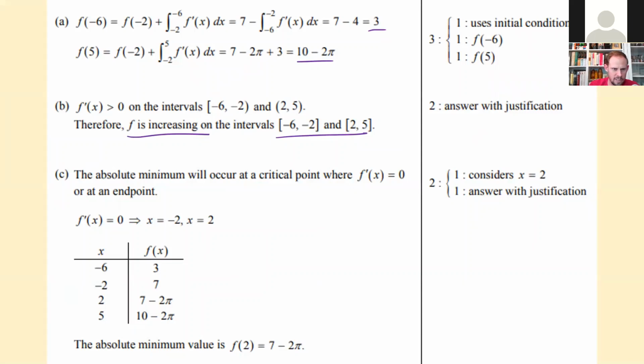We got our 2 points for this guy. Absolute minimum occurs when the derivative equals 0 or at the endpoints. So we checked the endpoints, and where the derivative equaled 0. Those are all of what we checked. We got the minimum was 7, so we got that right. And we got 2 points for that.